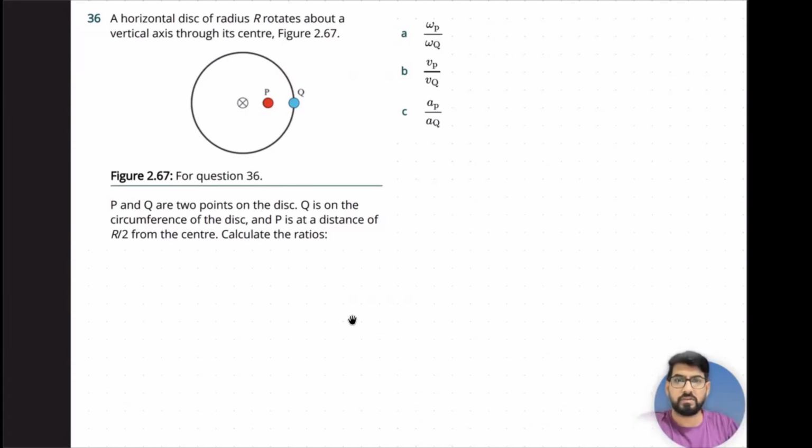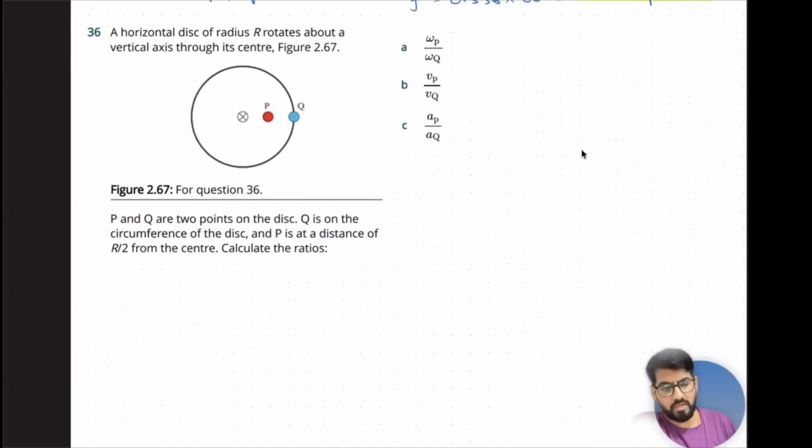So there is a horizontal disk of radius r rotating about a vertical axis through its center. This is the vertical axis and this is rotating. P and Q are 2 points on the disk. Q is on the circumference, whereas P is at a distance of r by 2. We need to find the ratios of angular velocity of P by Q, linear velocity P by Q, and centripetal acceleration.